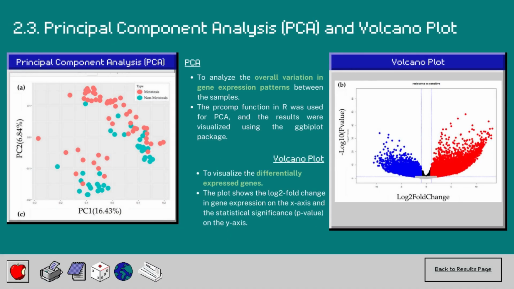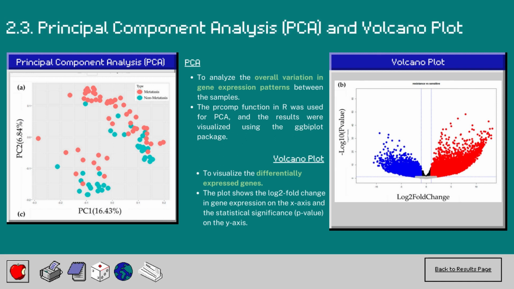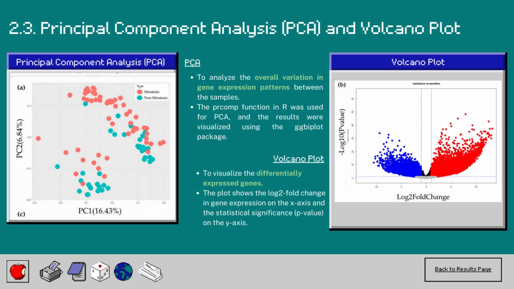Let's proceed to the next part. With all genes selected just now, the researchers will analyze them with PCA and volcano plot. PCA is used to analyze the overall variation in gene expression patterns between the samples. And we can look at the figure at the right side. The result is visualized using the prcomp function and also the ggbiplot package in R program. And on the right side, the volcano plot is to visualize the differentially expressed genes.